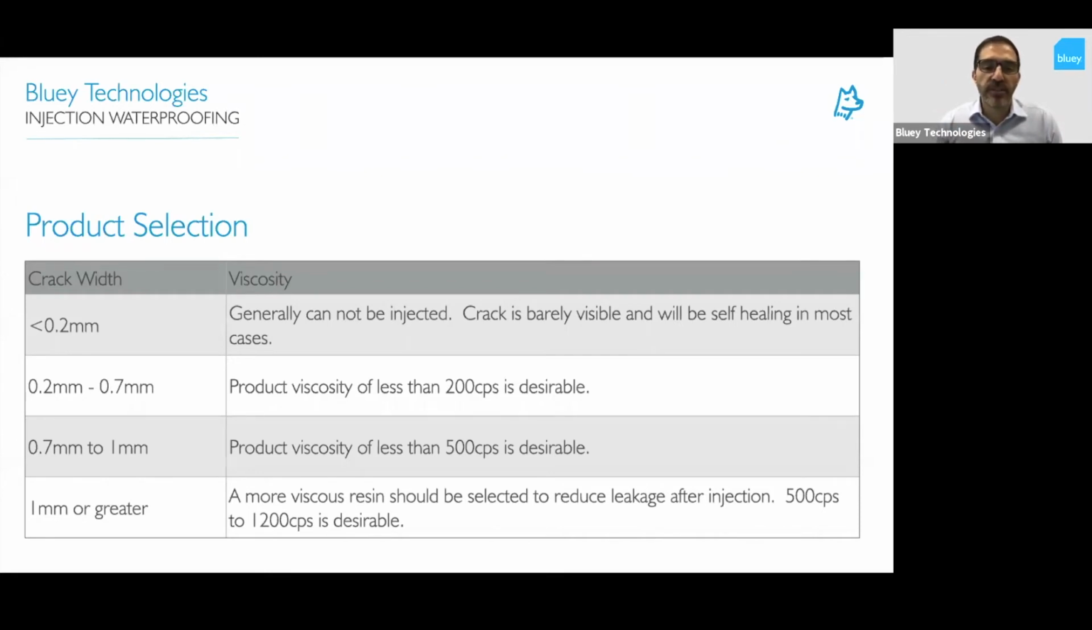At 0.2 to 0.7, you need a very low viscosity resin, probably less than 200 centipoise, to be able to inject into that narrower gap. At 0.7 to 1 millimetre, you can start looking at the higher viscosity resins. And at 1 millimetre and greater, you will deliberately look for more viscous resins so that they actually sit in the crack better and don't flow all the way through.